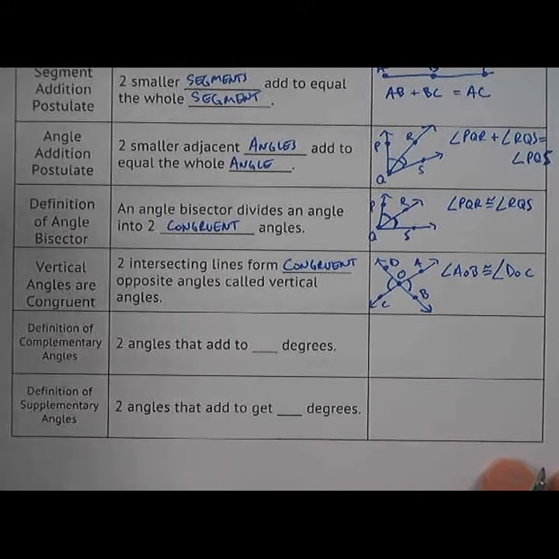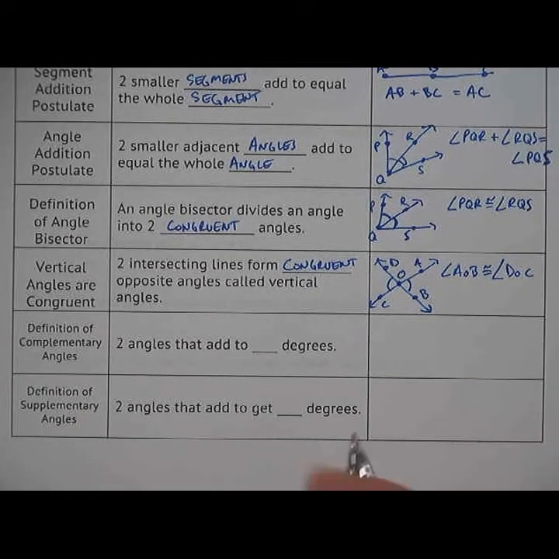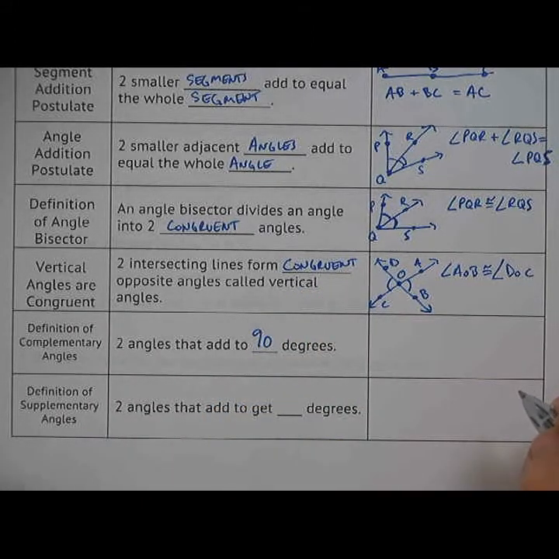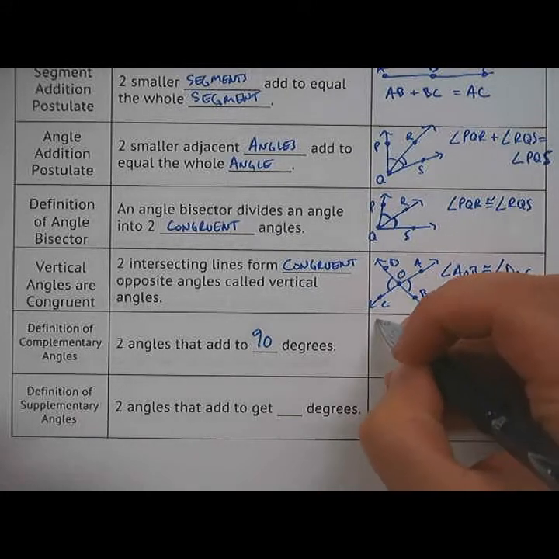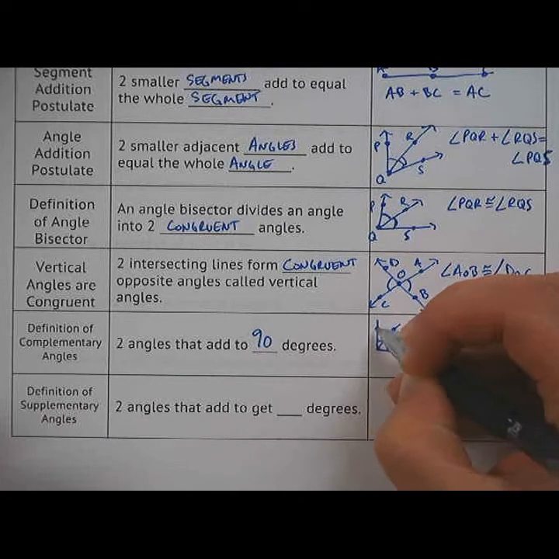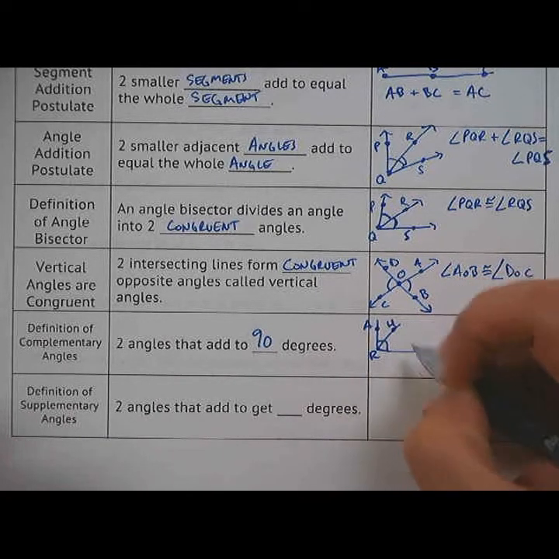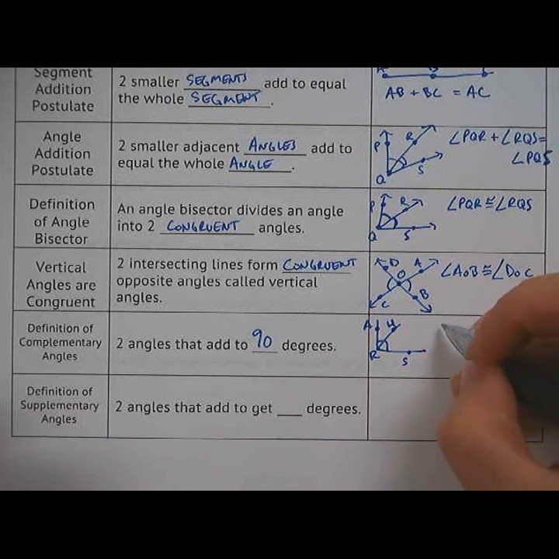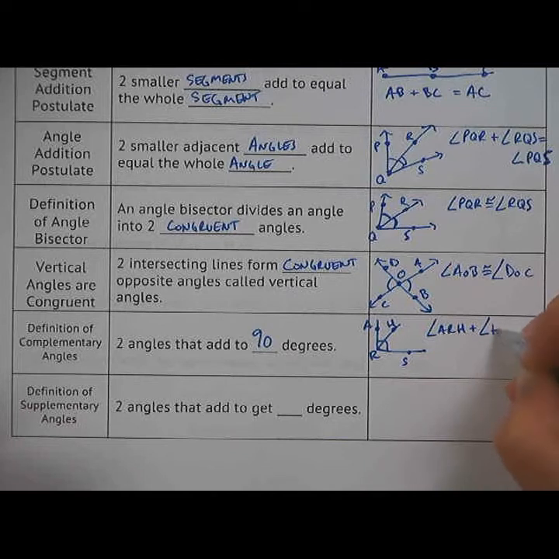Okay, the next one we've got is the definition of complementary angles. So complementary angles are two angles that add up to 90 degrees. If we had a picture like this, with A, R, H, S, since these are complementary angles, we could say that angle ARH plus angle HRS equals 90. We would say that because that's the definition of complementary angles.